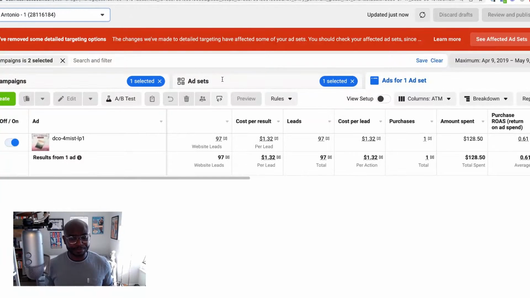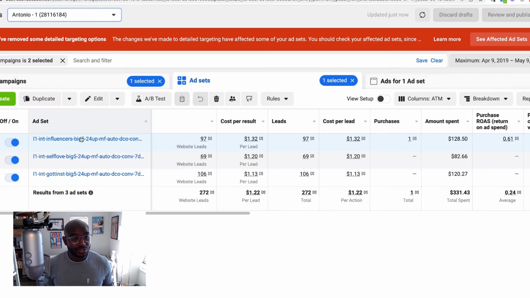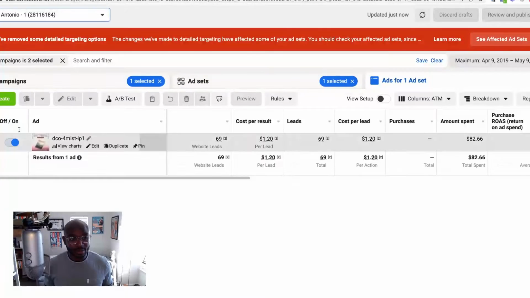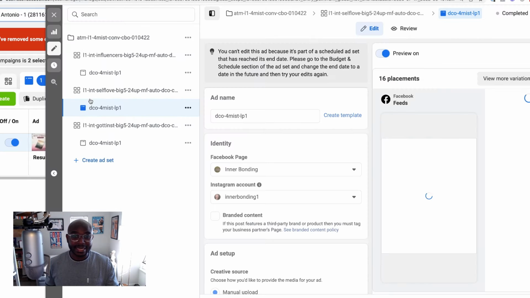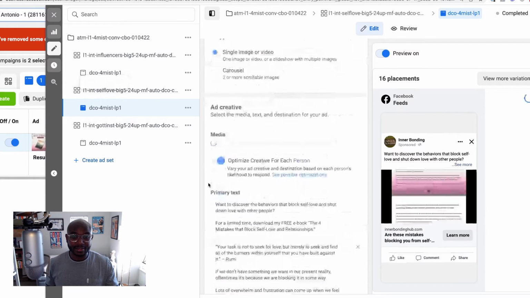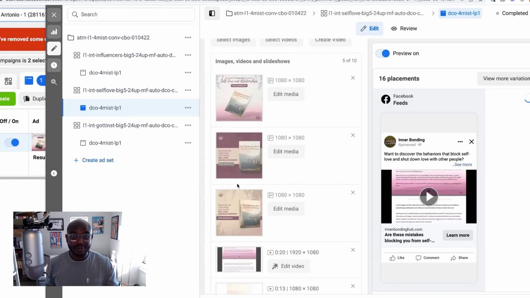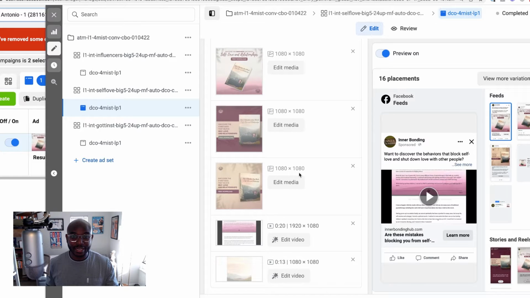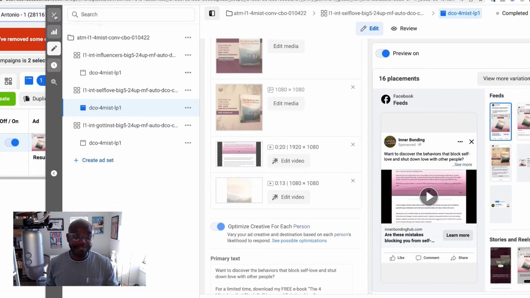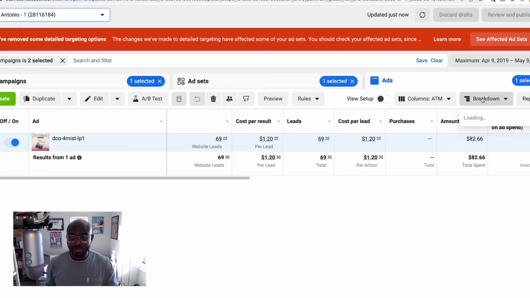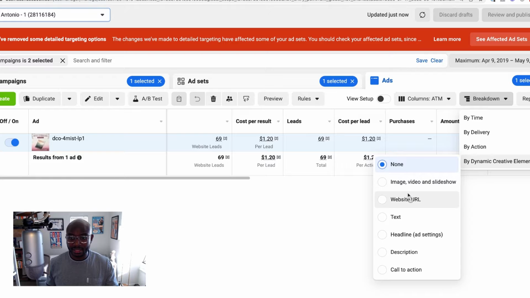But in this case, we are using dynamic creative, so we have multiple. I'll open this up real quick. You'll see we've got multiple assets inside the campaign. So we've got 5 different assets, 3 images and 2 videos here, being run at the same time. Now we could actually, I wonder if it gives me a breakdown. Let's see.